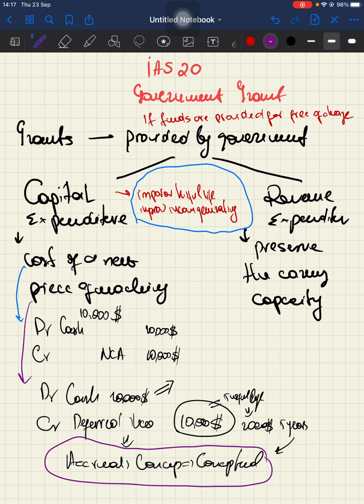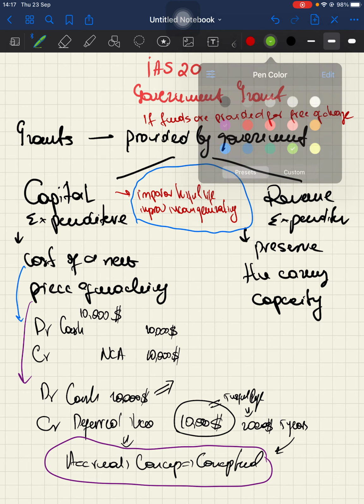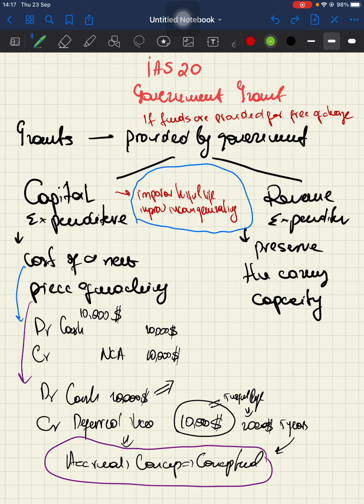And the second point is government grants that are the funds received for revenue expenditures. In this type of funds received, we either credit this to statement of profit or loss as a separate line item, or deduct the amount received from the expenses.